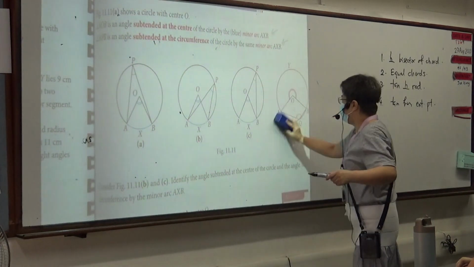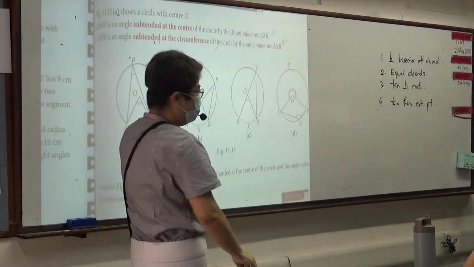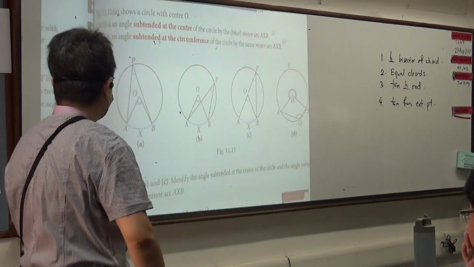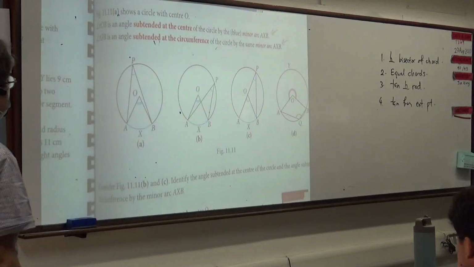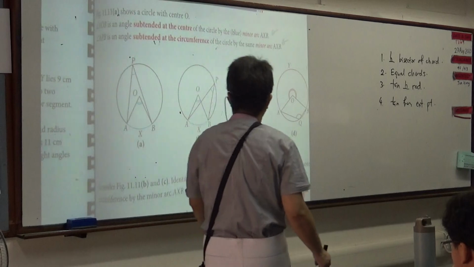Okay, now they give you a variety of shapes and angles here and lines. Angle AOB is an angle subtended at the center by the circle by the blue arc AXB, and angle APB is the angle subtended at the circumference of the circle by the same minor arc AXB.